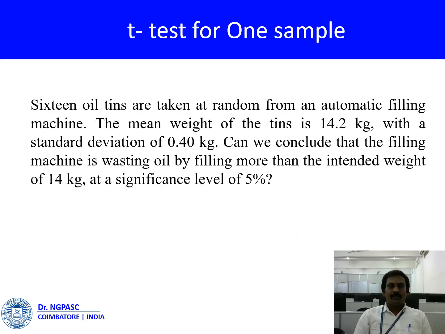The example for t-test for one sample. For example, 16 oil cans are taken at random from an automatic filling machine. The mean weight of the tins is 14.2 kg with a standard deviation of 0.40 kg. Can we conclude that the filling machine is wasting oil by filling more than the intended weight of 14 kg at a significance level of 5%? That is a t-test for one sample example.